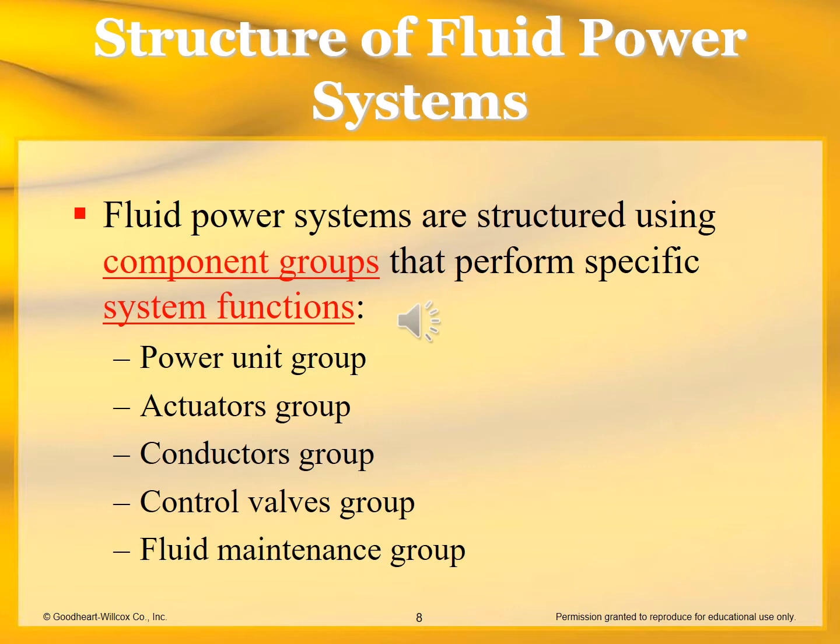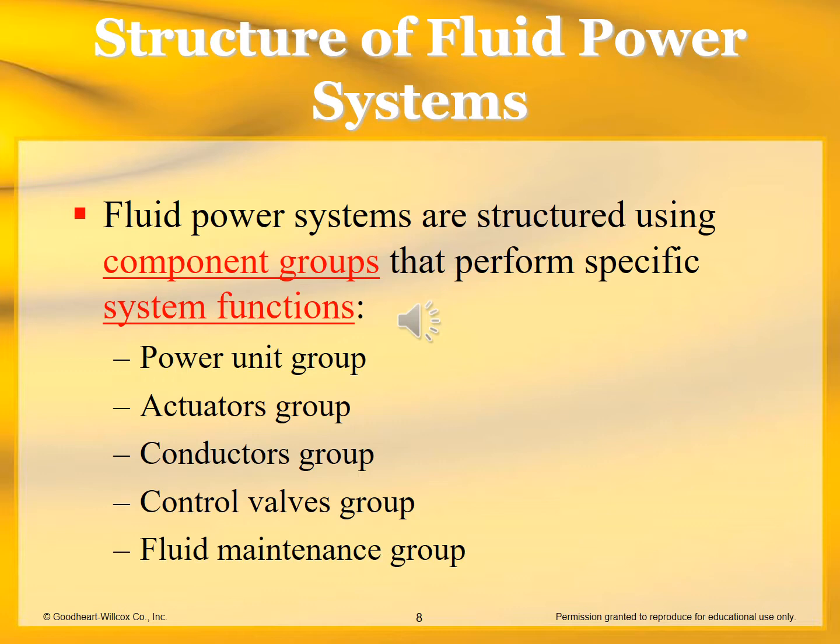The power unit group. This is the one that consists of the prime mover, which would be a motor, and the pump. It creates the flow. Actuator group. This is the one that actually does the work that you want and the way you want it. This could be a cylinder. If you're talking about a mobile system, it could be the thing that picks the hitch up and down, or pumps the combine when it's moving.